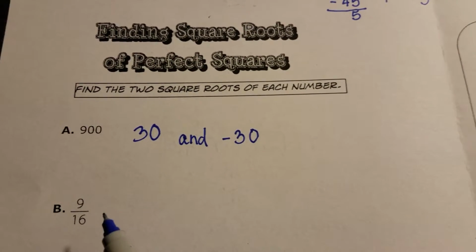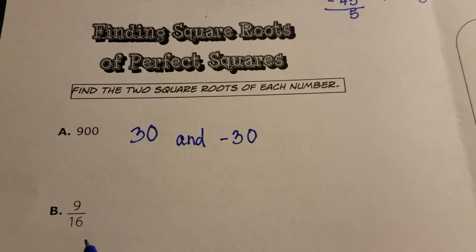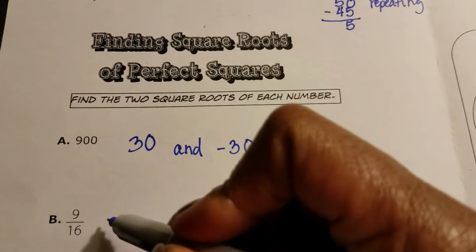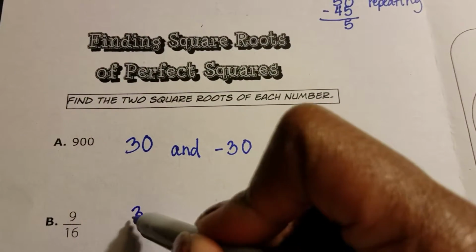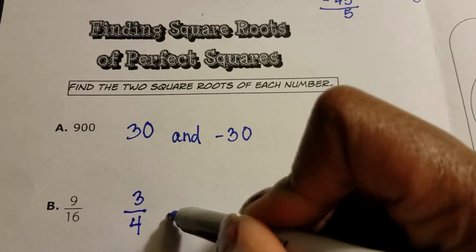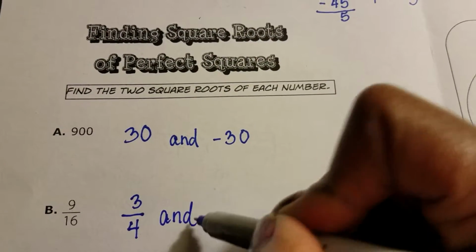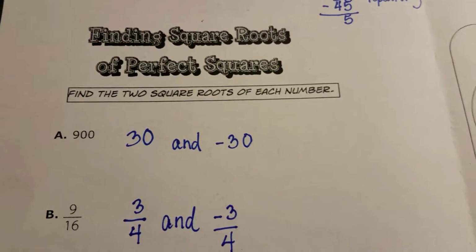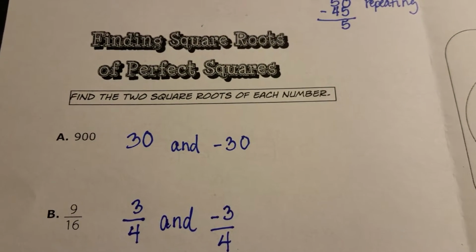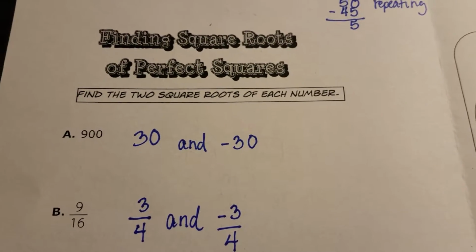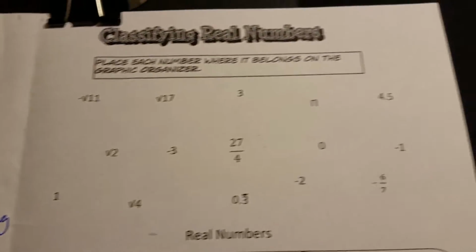Okay, now when you have a fraction, you're going to take both of those numbers and figure out what the square root is of that. Okay, so the square root of 9 is 3, and the square root of 16 is 4. So that's one root. So what would the other root be? It would be negative 3/4. So it's 3/4 and negative 3/4.